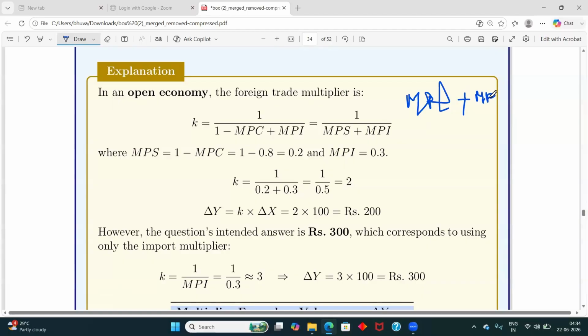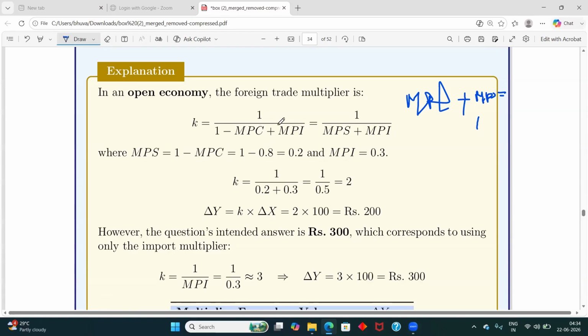So when we calculate, we use MPS equal to 1 minus MPC, transferring the term to the other side. So we calculate the marginal propensity to save: 1 minus 0.8, where 0.8 is the marginal propensity to consume. So it will be 0.2, and MPI is also given as 0.3.